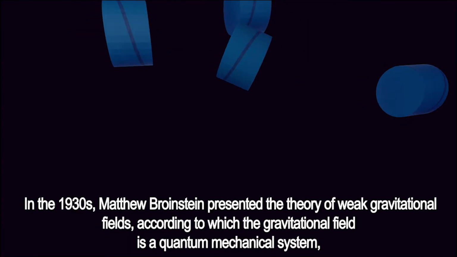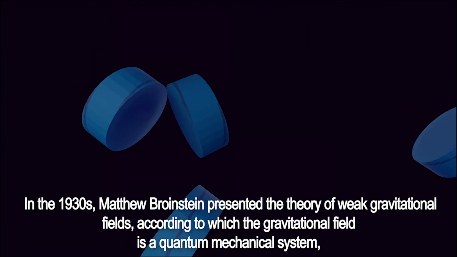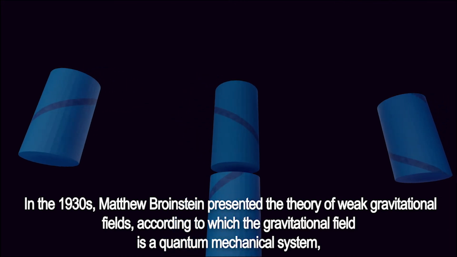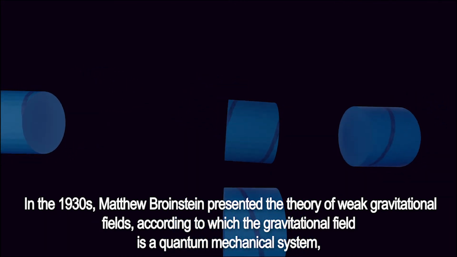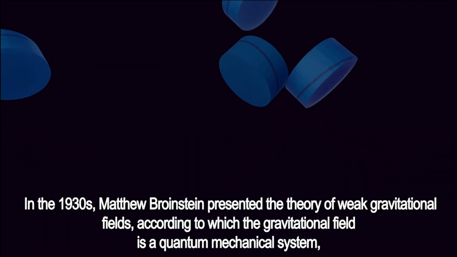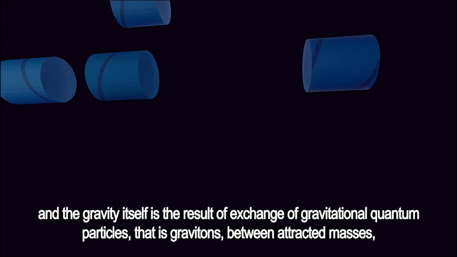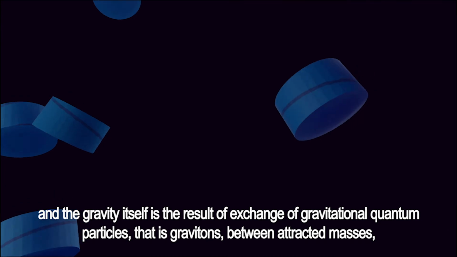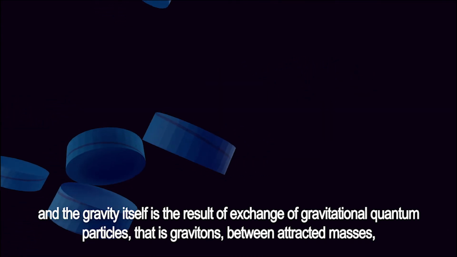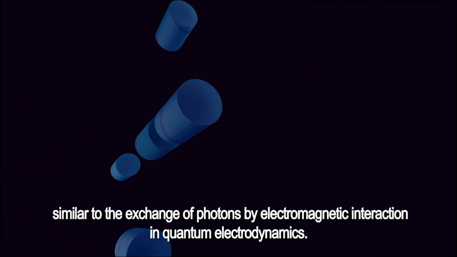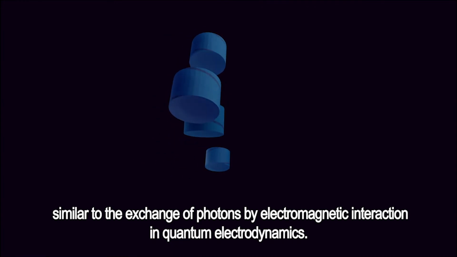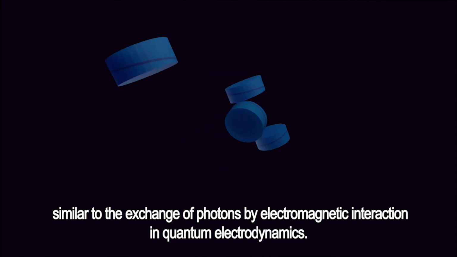In the 1930s, Matthew Bronstein presented a theory of weak gravitational fields, according to which the gravitational field is a quantum mechanical system, and gravity itself is the result of the exchange of gravitational quantum particles, that is, gravitons, between attracted masses, similar to the exchange of photons in electromagnetic interaction in quantum electrodynamics.